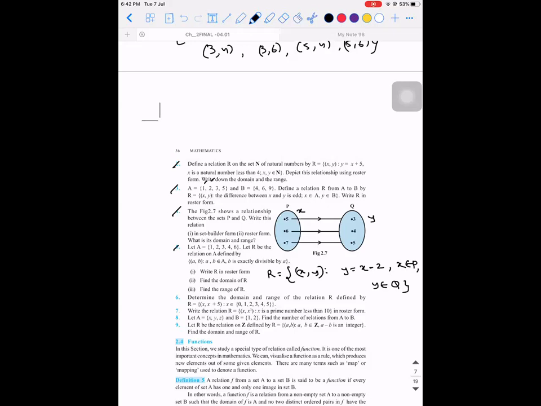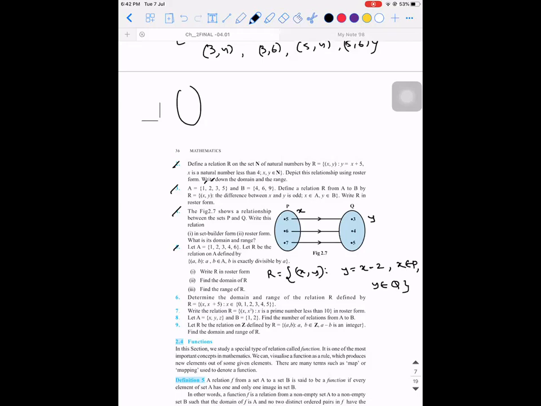Sir, one doubt. What is codomain in general? In every question, what is codomain? I got confused in between. Codomain is nothing but the second set. Co means something which is associated to.